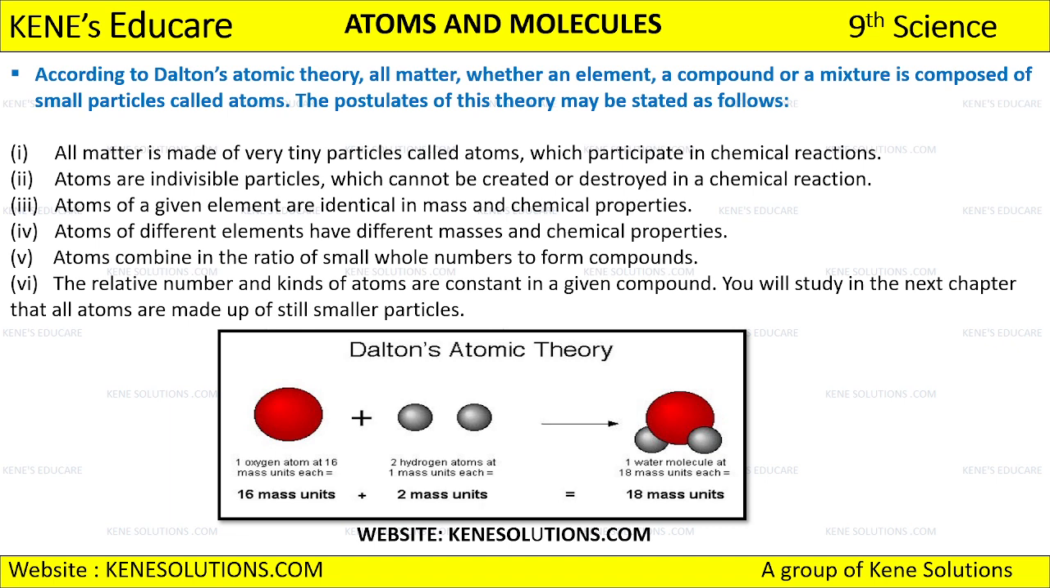Now the sixth postulate that you can see is supporting the law of constant proportion, and the second postulate, that atoms can neither be created nor destroyed in a chemical reaction, is supporting the first law, that is the law of conservation of mass. So I just want each one of you to please go through this theory, because these are very important for us. Please go through it once.